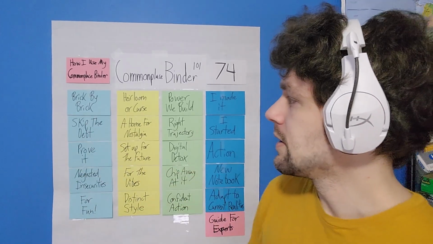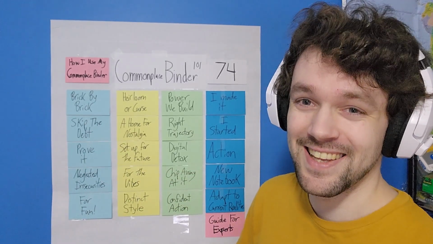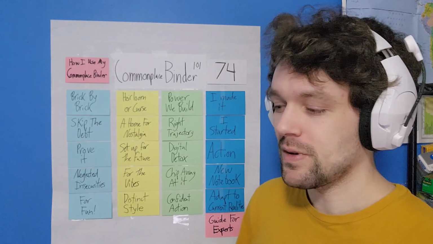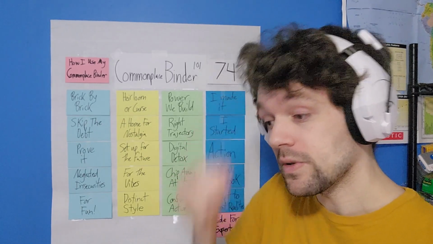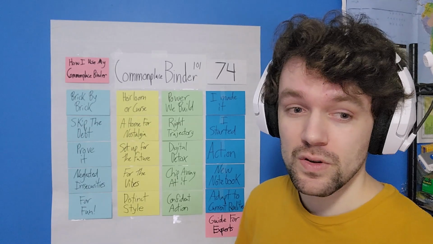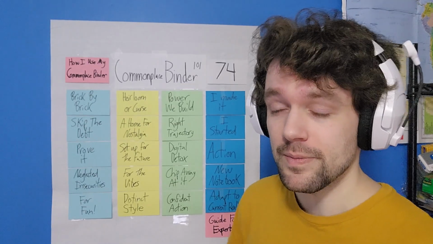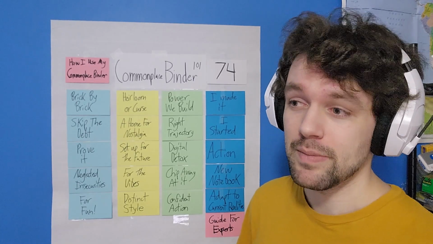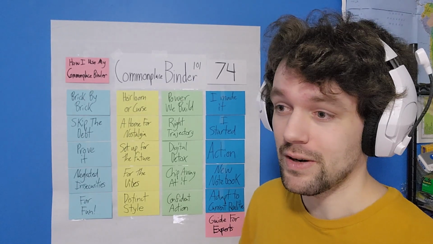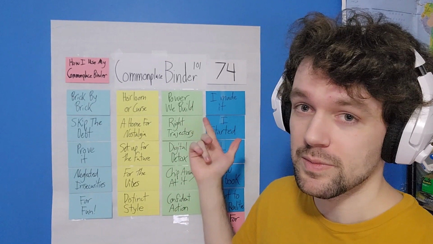So, skip the debt. Some people are going into college right now and taking out enormous loans with no idea how to repay them. So if you have no idea what you want to do after school and your parents are cool with it, it might be interesting to talk to them about a Commonplace book or Commonplace binder.